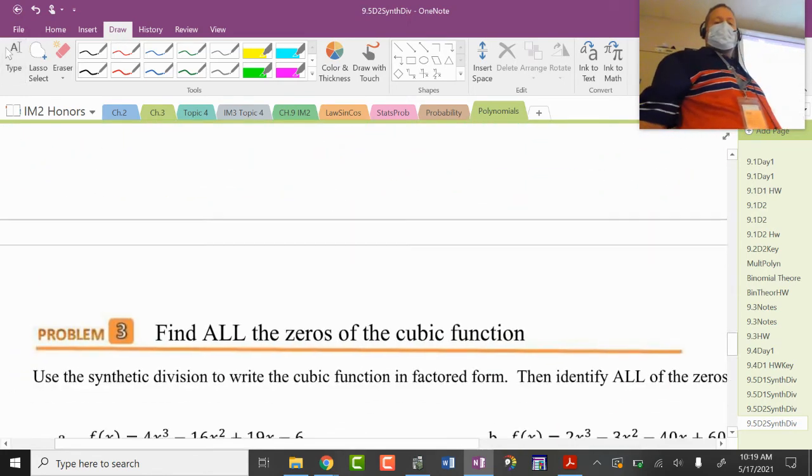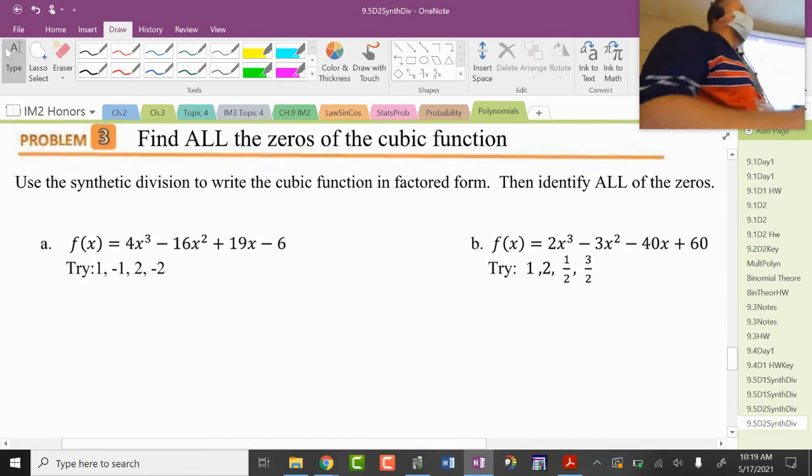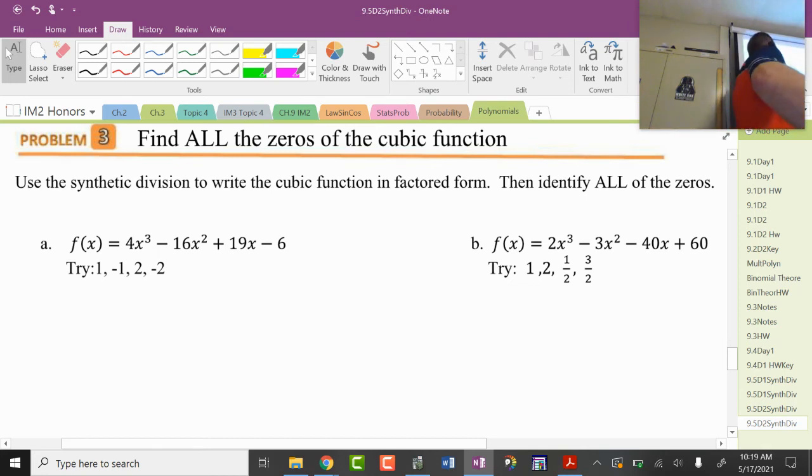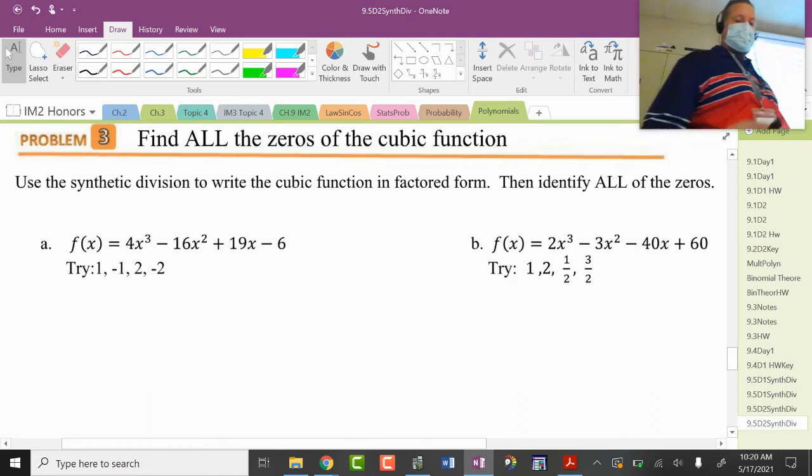Okay, then this is where this is building to. This is a question where we're on an even slope. No reason to even touch your graphing calculator. Use synthetic division to write the cubic in factored form, then identify all the zeros. All right, well, it's kind of like backwards. We probably want to get the zeros and then write it in factored form.